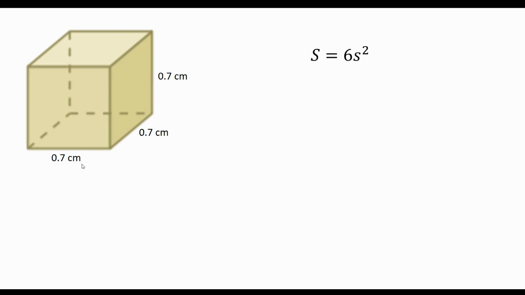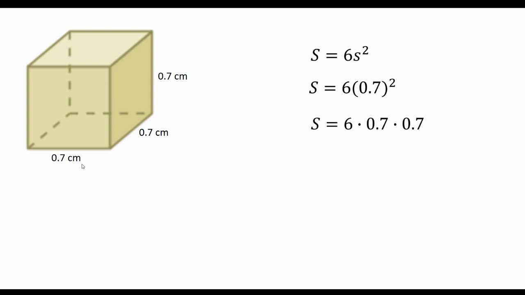S equals 6 times S squared. Substitute in what we know. We know the side length to be 7/10, so that gives us 6 times 7/10 squared. We have to handle the squared portion first. So really that's 7/10 squared, so 7/10 times 7/10 is what that looks like. So overall our surface area is going to come from 6 times 7/10 times 7/10.